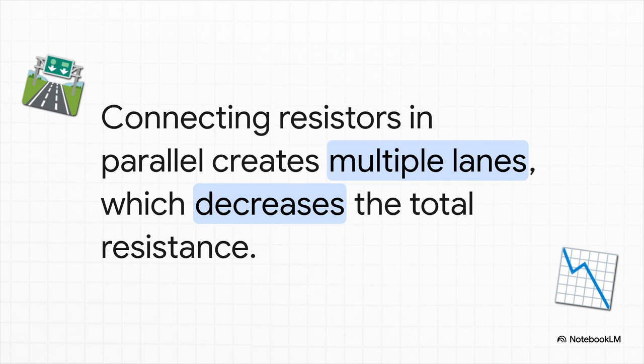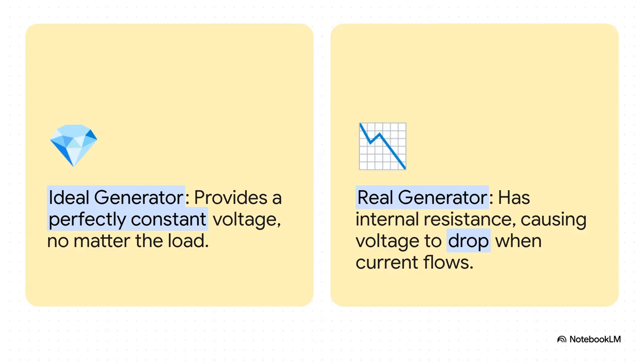I mean, it makes sense, right? More paths means an easier trip for the current. All right, so that's resistance. Now let's look at the other side of Ohm's law, the voltage generator.